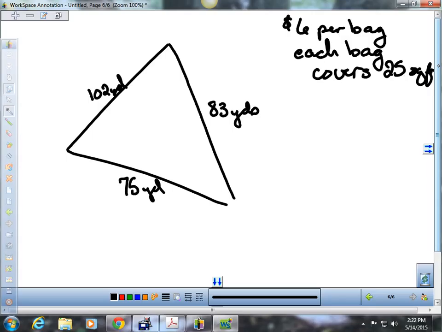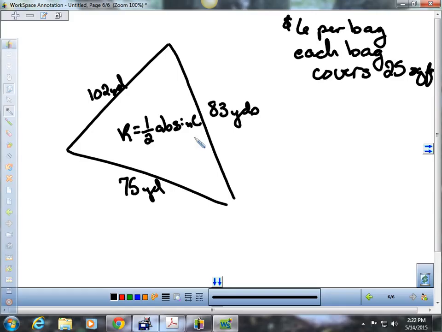Okay, so I'm kind of jumping the gun a little bit. What's our area formula? How do we find area? Two sides times the sine of the included angle. So what's our issue here? We don't have that angle, do we? We know all three sides. We don't know an angle. Could we use Hero's formula? Yes.